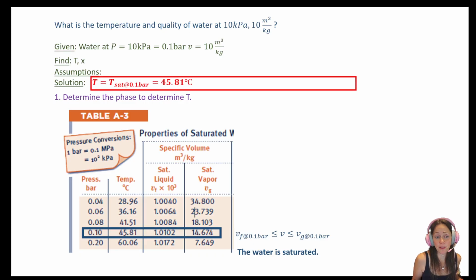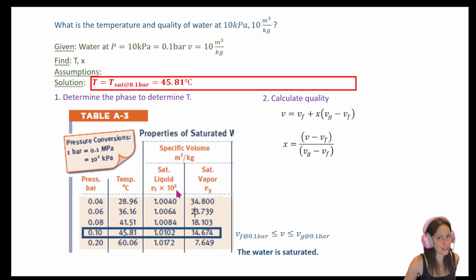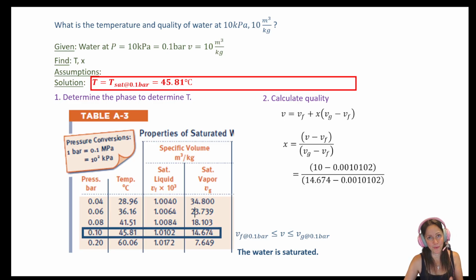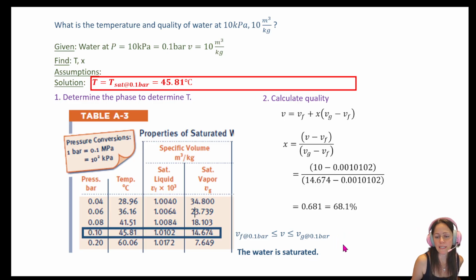So I know that the saturation temperature has got to be the temperature, right? Because I'm saturated, which I've already figured out. The only possible temperature is that saturated temperature, which is 45.81 degrees Celsius. Now I also need to figure out the quality, and I do have a formula for quality that's dependent on the V sub F and the V sub G values. I just need to make sure I note that this V sub F value has already been multiplied by 1,000, so it's not 1.0102, it's 0.00100102. Okay, so my quality ends up being 0.681 or 68%.